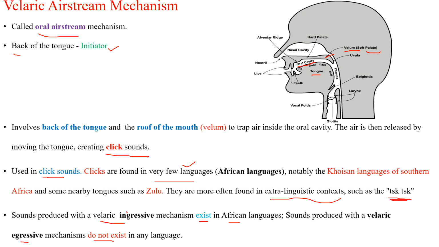I have already told you, the ingressive mechanism is taking air from the outside into our oral cavity, or through the nasal cavity, and egressive is pushing air out. So we can only see the velaric ingressive mechanism in very few languages, but the velaric egressive mechanism does not seem to exist in any language.